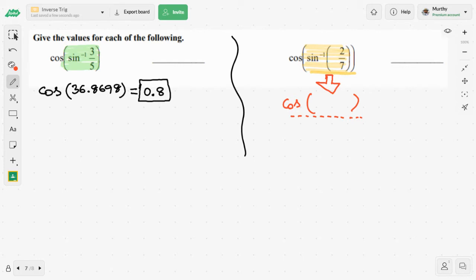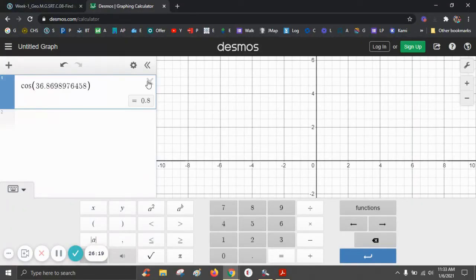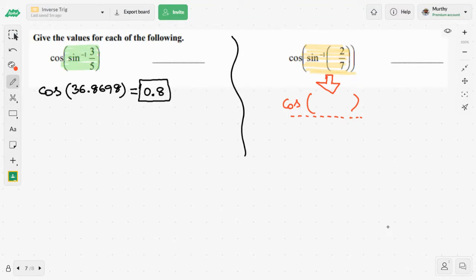Well, let's go to the Desmos. Let me show the process. Sine inverse 2 over 7. So sine, I'm using the a to the power of b key, then typing -1. I'm using my right arrow, then it is 2 over 7. And it is 16.601.